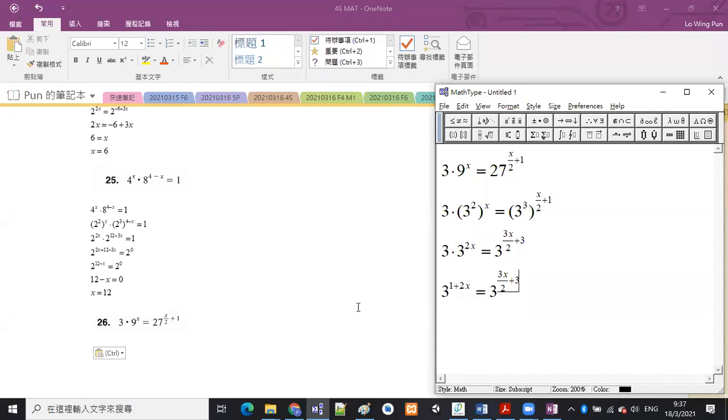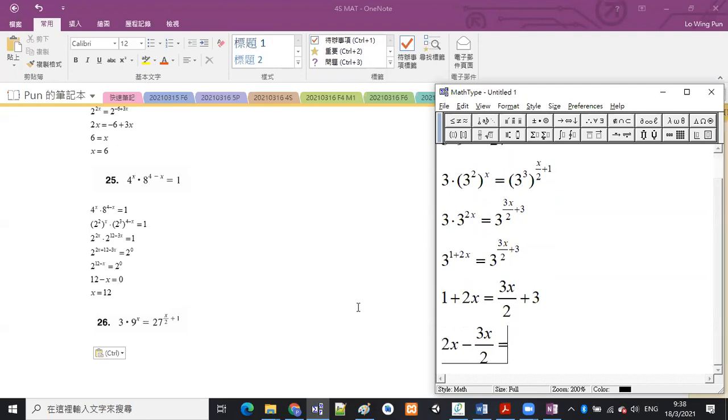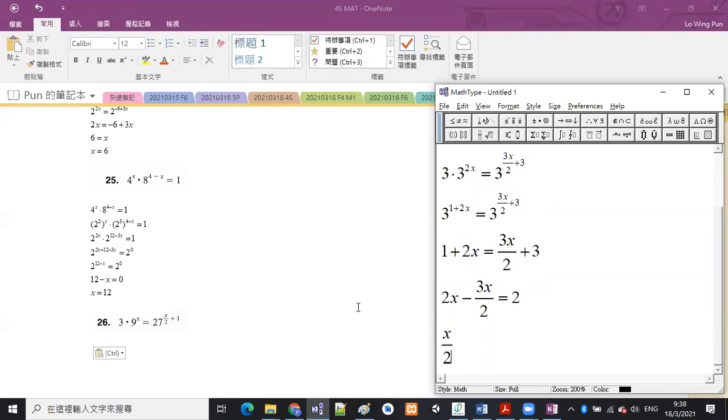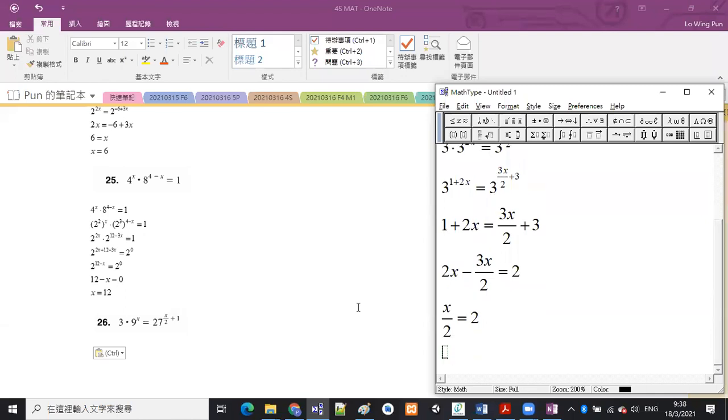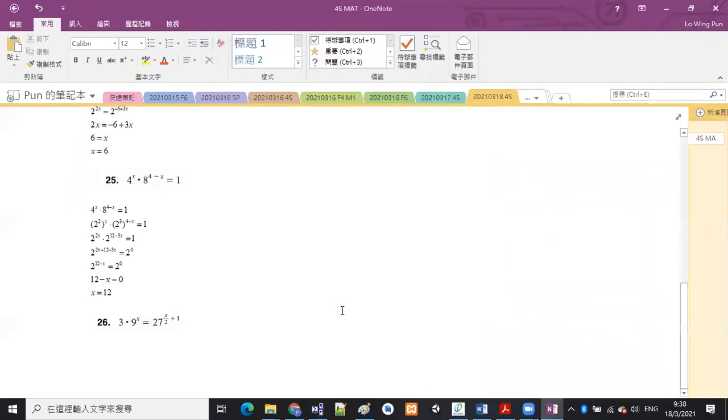Then we may delete their bases together, okay? Just write down their indexes. 1 plus 2x is equal to 3x over 2 plus 3, okay? And then just move the x term to the left and move the number to the right. And we will have x over 2 is equal to 2. And then just multiply the 2 to the right. We'll get x equals 4.